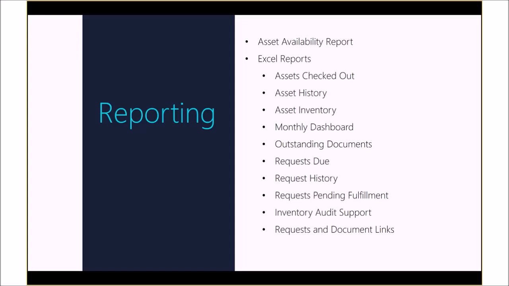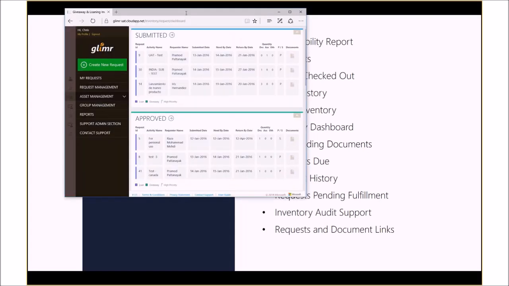Let's go ahead and move on to reporting and the reports that we have within GLIMR. All Excel reports are updated in real time using production data, which is refreshed at 5:30 Redmond time every day. And we have two types of reporting options. We have the asset availability report, which I'll show you right now. So I'll pull up GLIMR.